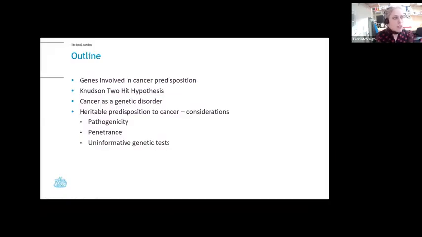In terms of the broad things that we'll cover, we'll outline very briefly the different types of genes that are involved in cancer predisposition. Not to strike the fear of God into you, but I'm sure you'll remember the nuts and toothpick hypothesis from when you did molecular biology back in med school or more recently. We'll talk about the notion of cancer as a genetic illness, and we'll focus the vast majority of the talk on heritable predisposition to cancer, particularly considering concepts such as pathogenicity, penetrance, and what do you do when the genetic test is allegedly normal.